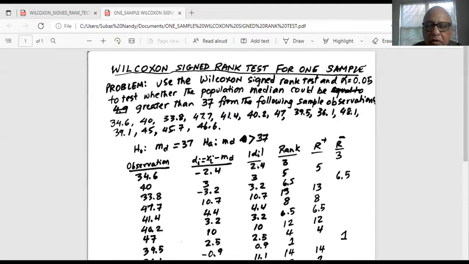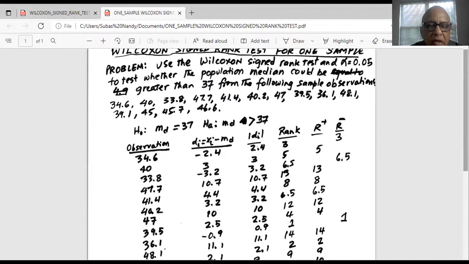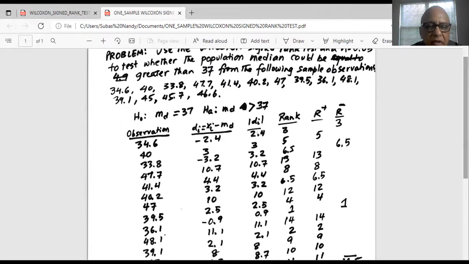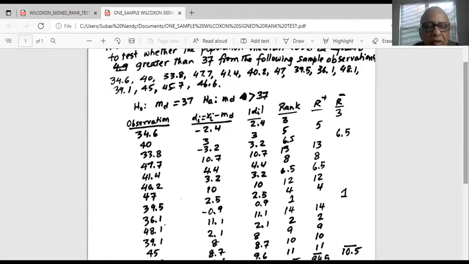Okay, so these are the observations, 14 samples. First column, I write down all the observations. Then the next column. So your null hypothesis is the median is equal to 37, alternate: median greater than 37. And the second column is called the difference column.